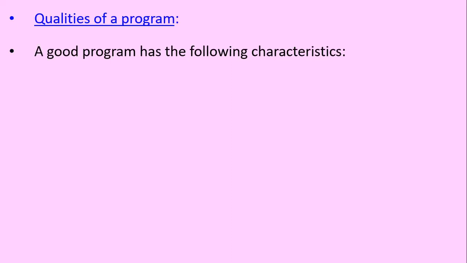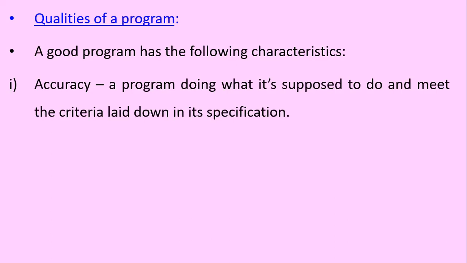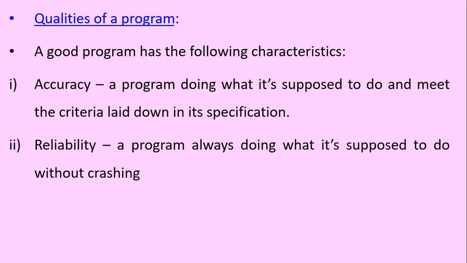What are the qualities of a program? A good program has the following characteristics. Number one is accuracy. A program is supposed to do what it's supposed to do and meet the criteria that is laid down in its specification. Number 2 is reliability. A program should always do what it was supposed to do without crashing.